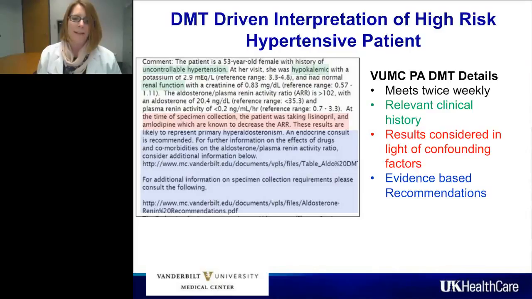Both of those act to decrease the aldosterone to renin ratio. Then we go on to say that despite that, the aldosterone to renin ratio is so high, greater than 102, and the aldosterone by itself is 20, which is very likely to represent primary hyperaldosteronism. So we recommended that she move on to an endocrine consult where they could do the diagnostic confirmatory testing. We also provide a couple of links to how medications will affect renin-aldo and the aldosterone to renin ratio, along with the recommendations for specimen collections, which I've outlined earlier.